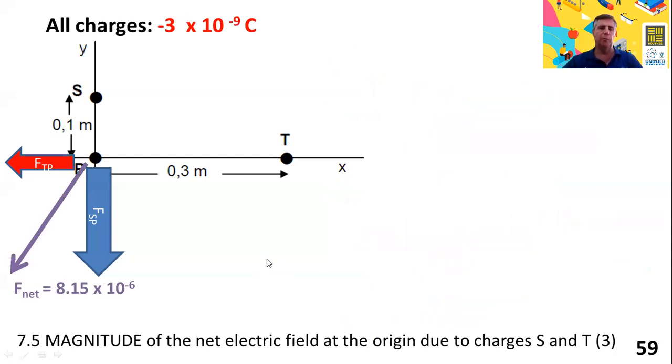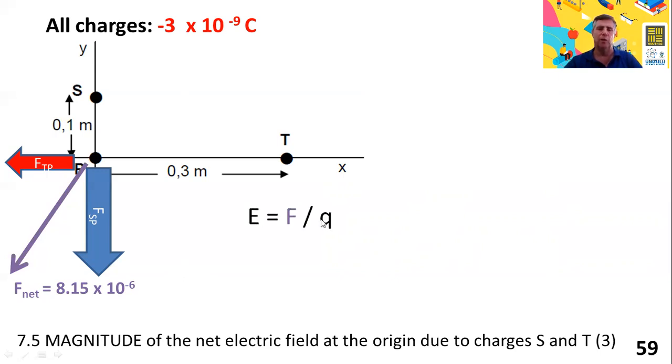In the last part, the magnitude of the net electric field at the origin. Now, because they asked you for the force in part 7.4, it's quite likely that you're going to use that. And there's our answer. The net force from 7.4 is 8.15 times 10 to the minus 6 newtons. We're also told that all charges are minus 3 times 10 to the minus 9 coulombs. So it's a very simple calculation.